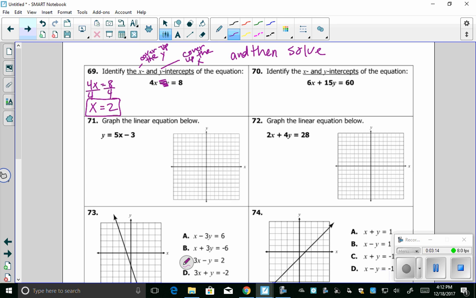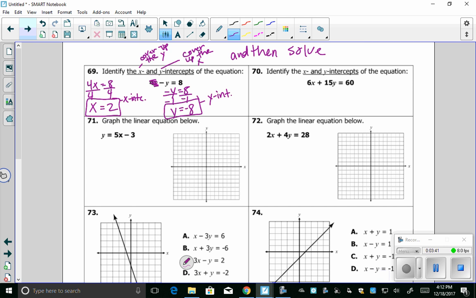That is your x-intercept. Do the same thing for y. You're going to get negative y equals 8. Divide both sides by negative 1, and you get y equals negative 8. This is your y-intercept. So you're going to use the same steps for 70.